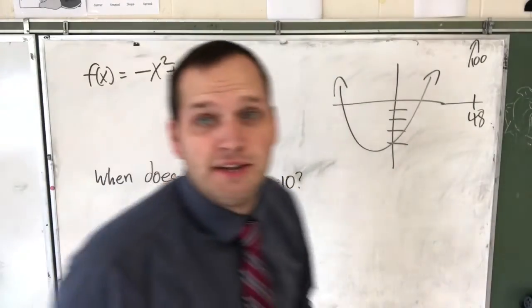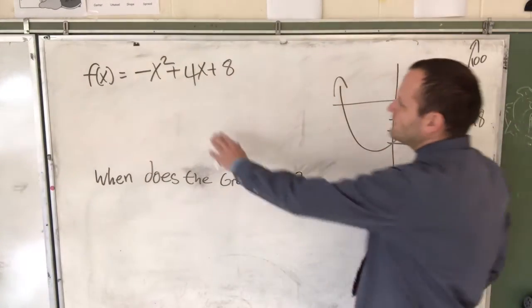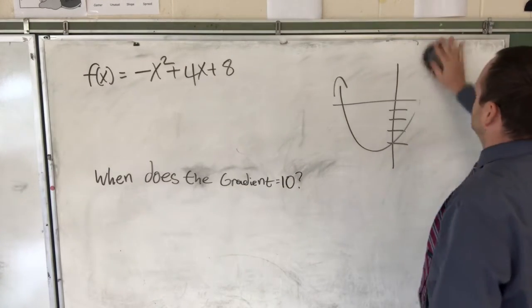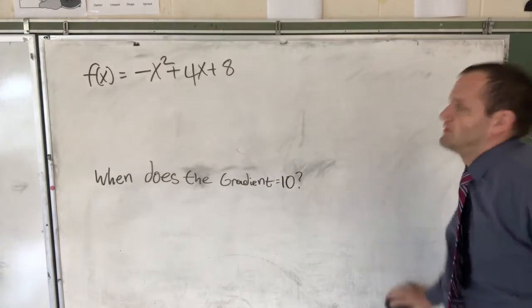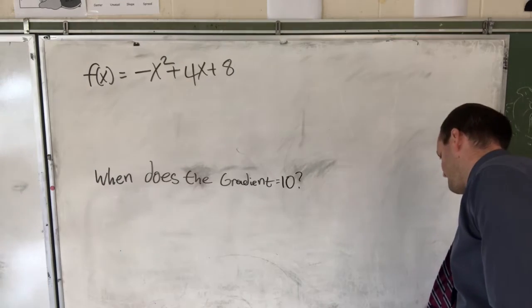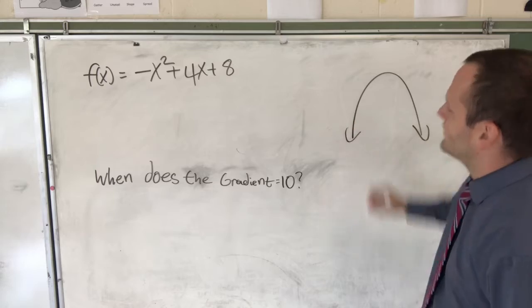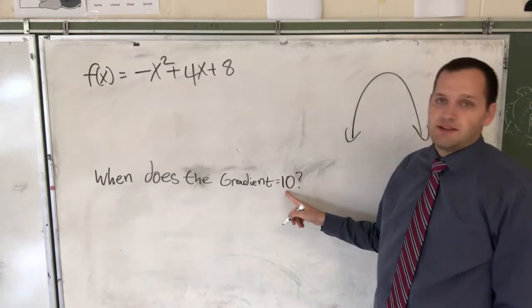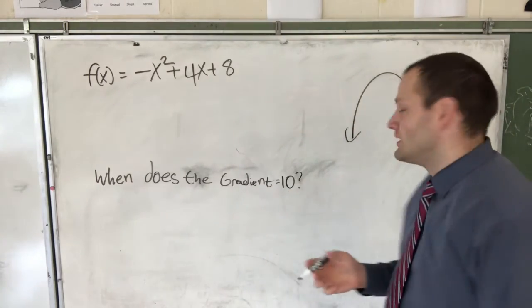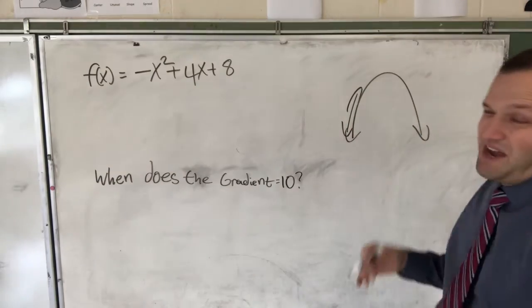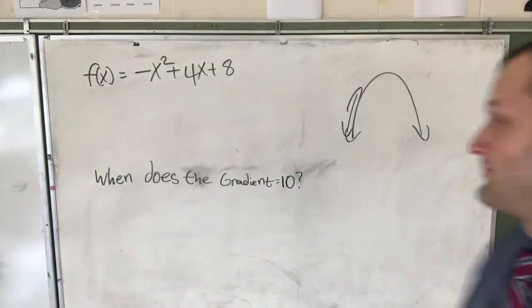All right, let's look at another problem. Now we're trying to figure out where this graph, and actually it's going to look different, I'm sorry, it's going to look something more like this, okay? Where is the gradient, the slope, going to be 10? Well, 10 is positive, so it's going to be somewhere here on this left side. I'm just not exactly sure where, okay?